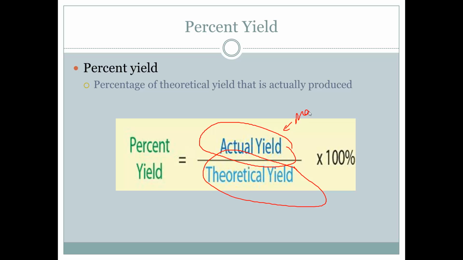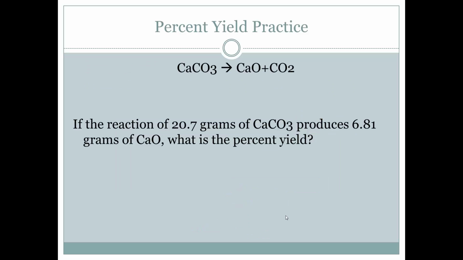Well, this is what we could have made. And then you times it by 100 to get it into a percentage. So let's take a look at this. The reaction of 20.7 grams of CaCO3 produces 6.81 grams of CaO. When it says it's produced, that means it's my actual. That's what we actually got when we were in lab. What's the percent yield? So we need to compare these two items.